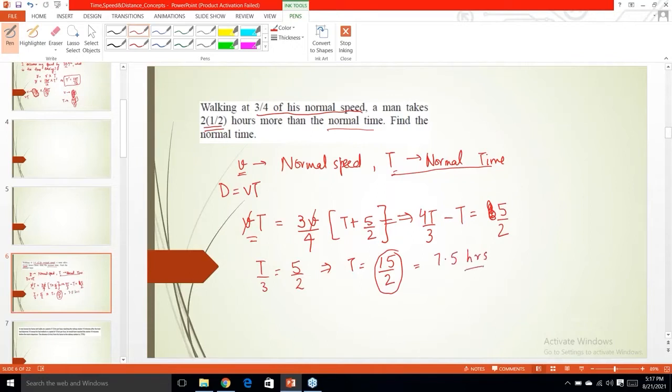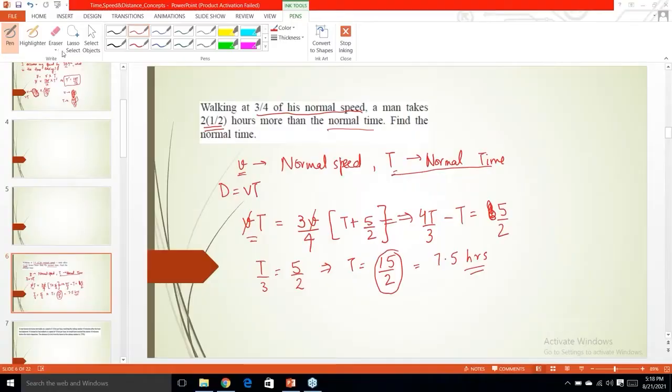Anyone has any doubts in this basic method? Fine. Clear to everyone? This is the basic conventional method of how you're going to solve this. Now, let's look at a faster method. Just remember this because ultimately you will arrive at this. Just remember this. T/3 is equal to 5/2. I'll just rub this off.